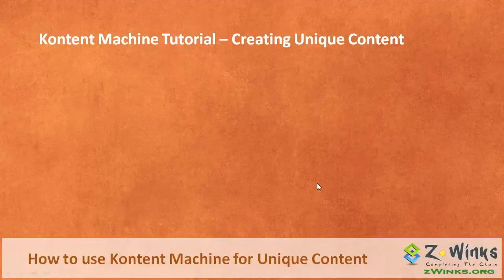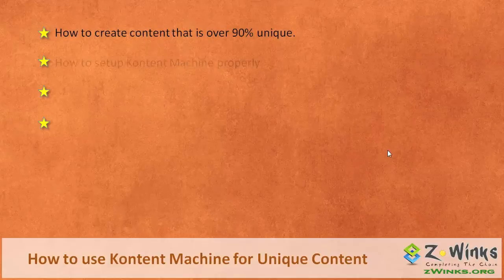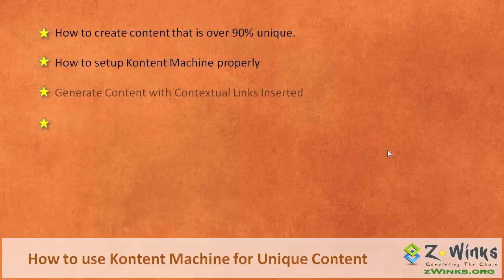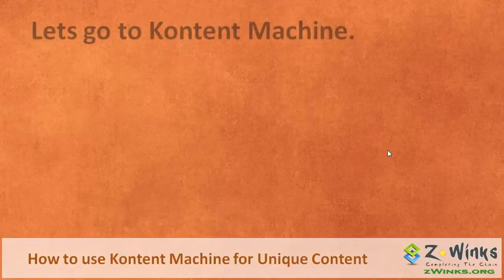Hey, Dwight Cocran here. We're just going to do a Content Machine tutorial today for creating unique content. Today I'm going to show you how to create content that is over 90% unique, how to set up Content Machine properly to generate content with contextual links inserted, and how to output the content to be used in a blog network. So let's go over to Content Machine and get going.